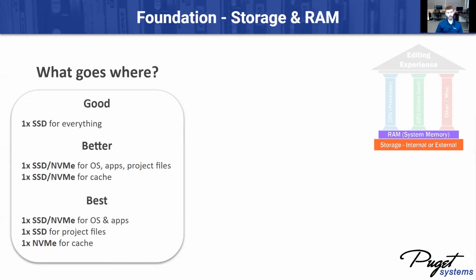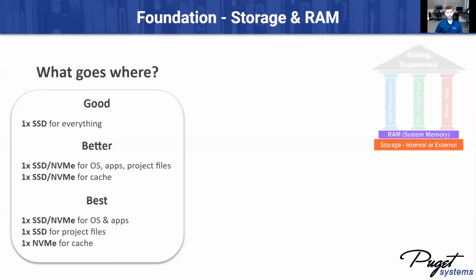And then you have this best level. This is what we tend to try to get our customers into. And this is either an SSD or an NVMe for your OS and applications. We're actually starting to trend towards NVMes even for your OS, typically slightly lower end NVMes because you don't need quite as much speed, but still getting them onto an NVMe for your OS and applications. A dedicated SSD for project files, and then an NVMe drive for your cache.